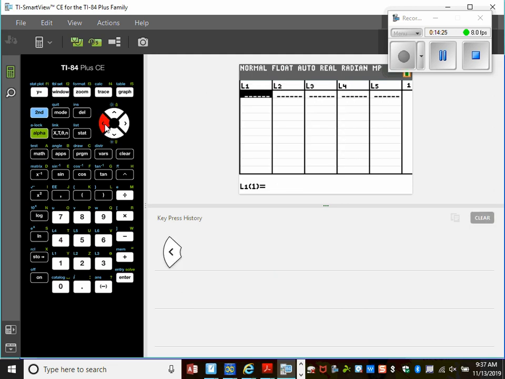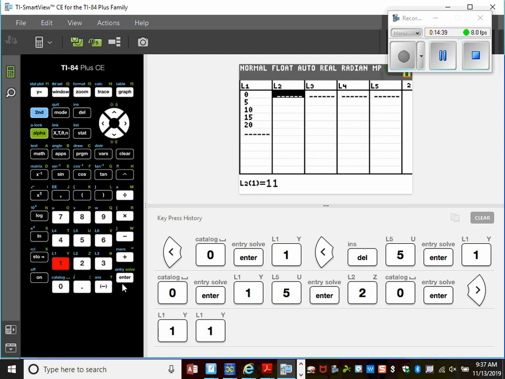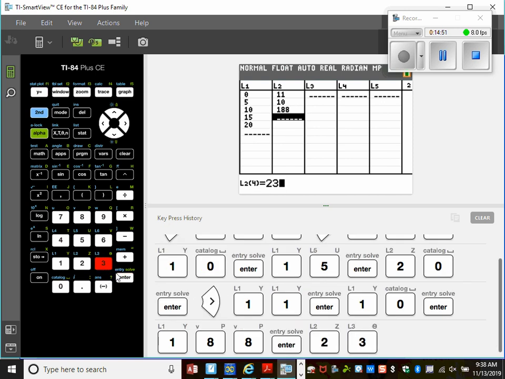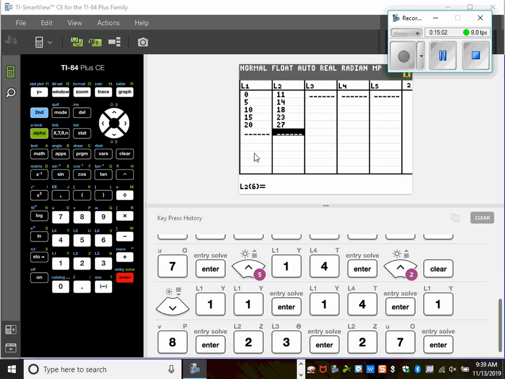We're going to go back to L1, and we're going to put in 0, 10, 15, and 20. All right, and then we'll go over to L2, and we'll put in the other numbers. Oh, did I put in 188? All right, let me fix that. All right, thank you. All right, so once you get them correct, okay, again, just make sure you double check.